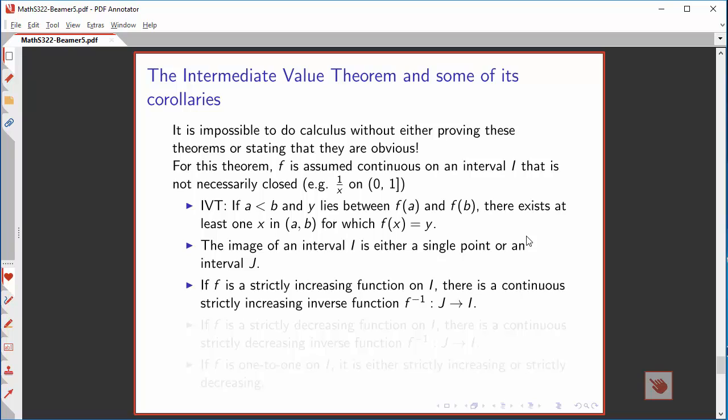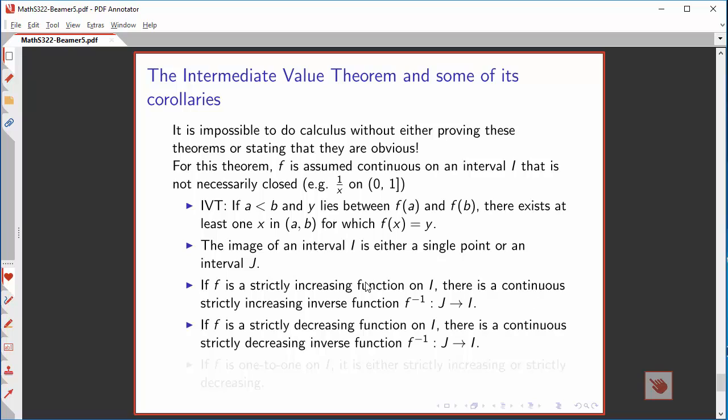Next, if you teach AP Calculus and are teaching your students about derivatives of inverse functions, you need this theorem. If f is a strictly increasing function on its domain, it has an inverse function called f inverse that goes from the codomain of f to the domain of x, and that function is strictly increasing as well as continuous. If f is strictly decreasing, it has a continuous, strictly decreasing inverse function.